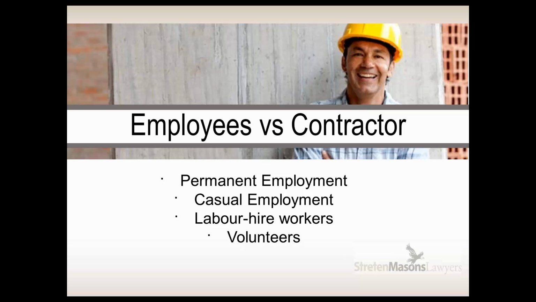The last type of employee is a volunteer. Typically they don't get paid for their work, and from that obviously there's no tax, no super, and no entitlements that need to be provided to volunteers. However, a volunteer still has rights, and that is to a safe working environment. Just because you've got volunteers doesn't mean you don't need to comply with occupational health and safety requirements. So there are different types of employees.